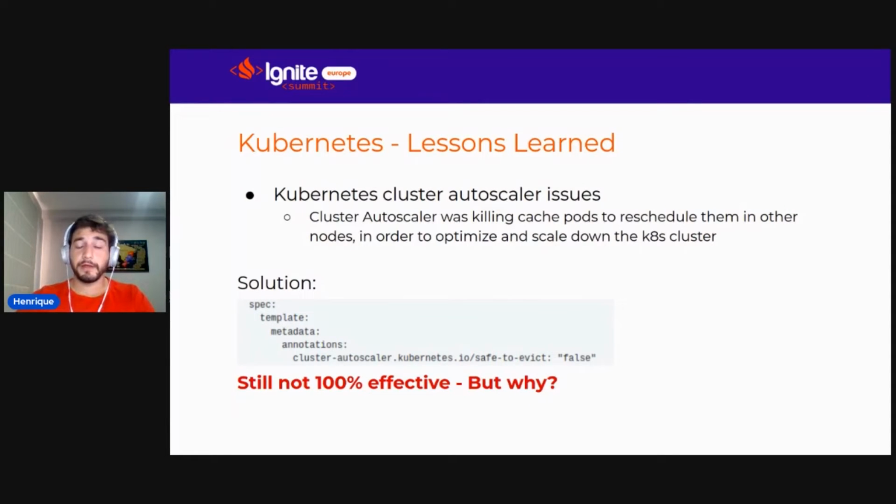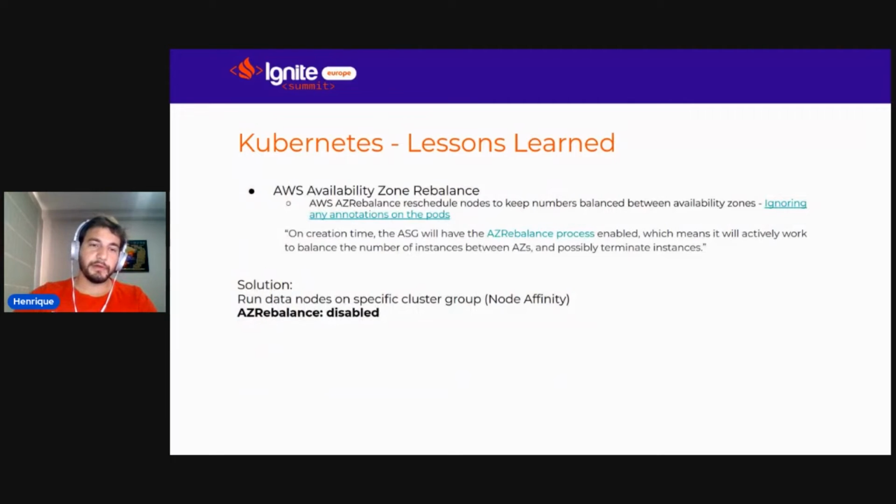We started to figure out why that was, because it was not something that we expected. After some research, we discovered that because we were running our Kubernetes cluster on AWS, there was something in the AWS environment called availability zone rebalancing. It is a process where AWS will reschedule nodes to keep the numbers balanced between the availability zones configured in your cluster. This is active by default, and because it is not a regular Kubernetes operation, it's part of the AWS environment, it will ignore every annotation on the pods. Because of that, our cluster was still killing our cache pods and bringing us a lot of problems.